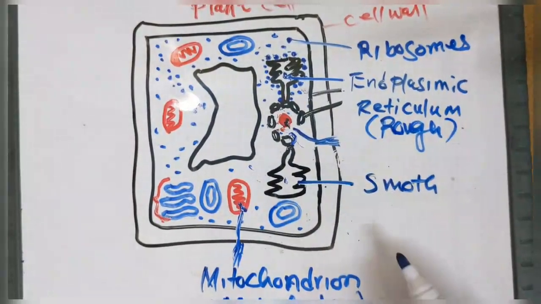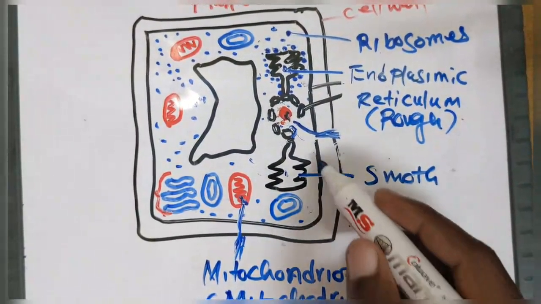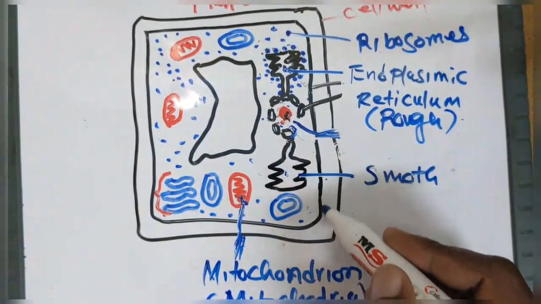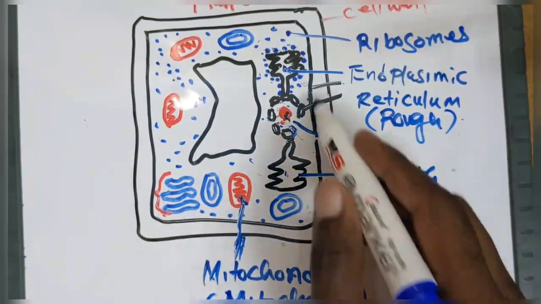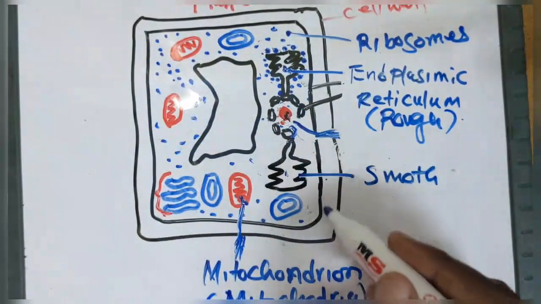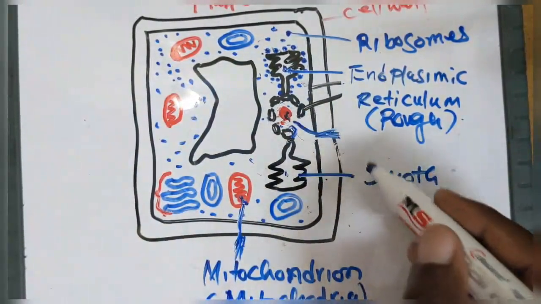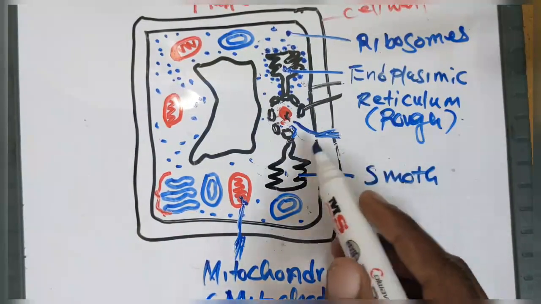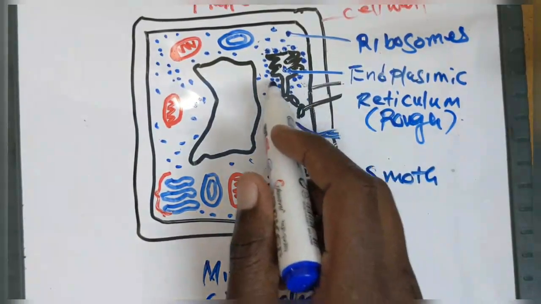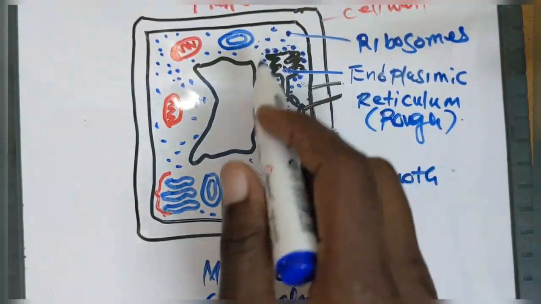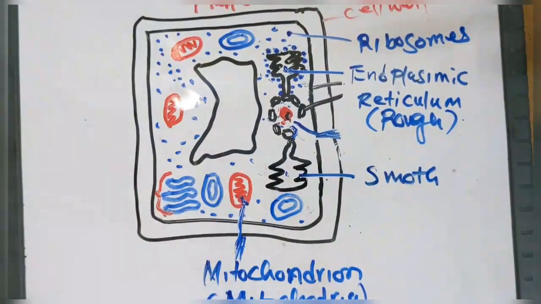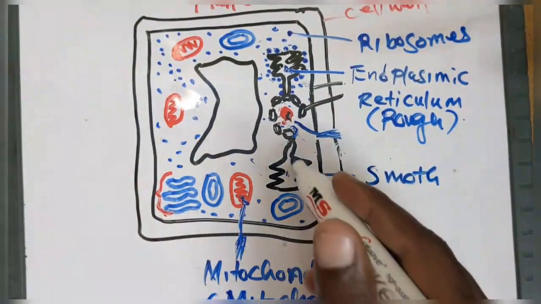Okay, so I said that the cell membrane is made of what? Of the proteins and the lipids. Okay, the proteins and the lipids. So the proteins here, the rough endoplasmic reticulum transfers them from the place of synthesis to the place of usage.